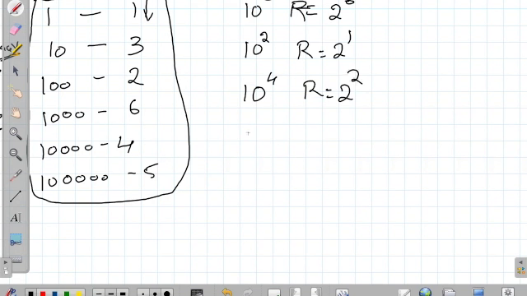Okay. What will be the next number in this pattern? With 10 to the power of 6, what would be the remainder? 2 cubed, 2 to the power of 3. Okay. Let's see. Yeah, try that.